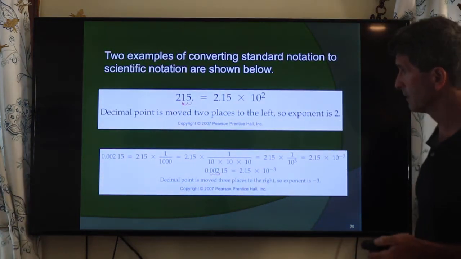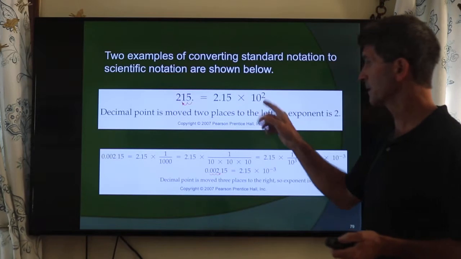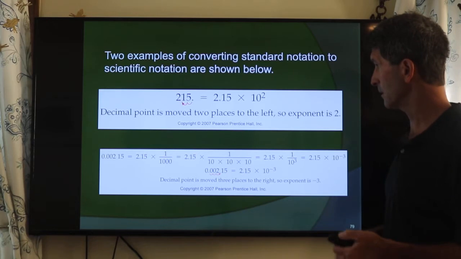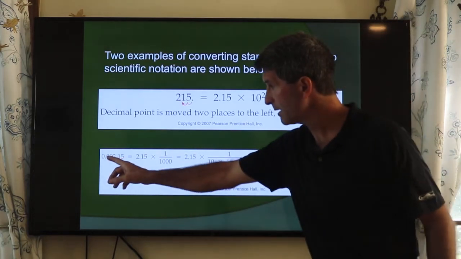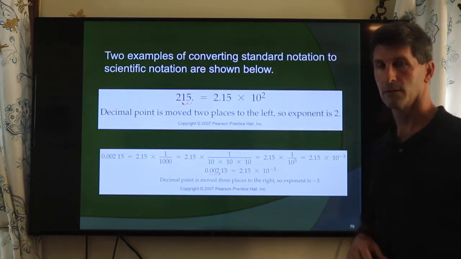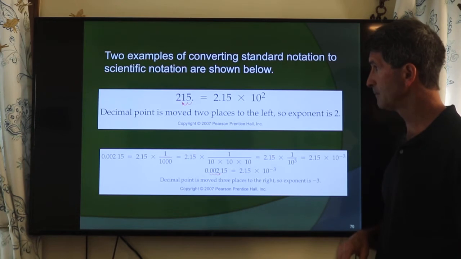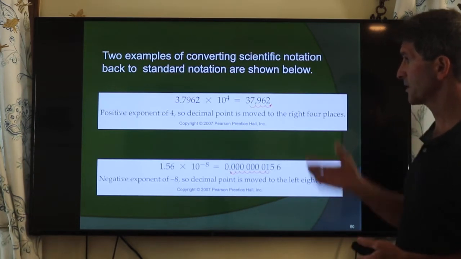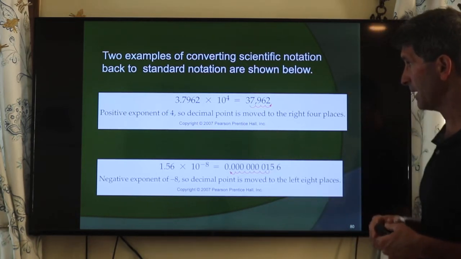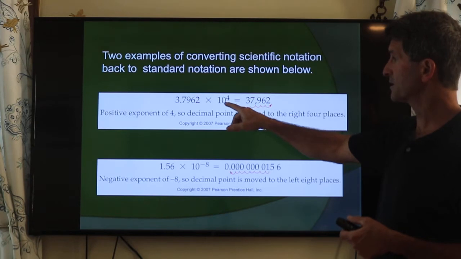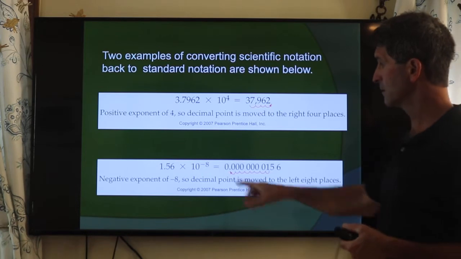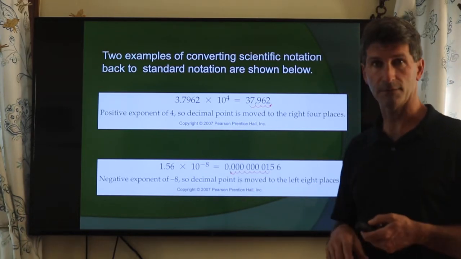Again, you can see it right here. Move the decimal point 2 places. That means that if you're going to the left, you're multiplying by a positive power, in this case power of 2. If you're going to the right, 1, 2, 3, okay, then the power of 10 becomes negative. Just some more examples of the same. Moving the decimal place 4, moving the decimal place 8, but here you're converting back. This 10 to the 4 represents shifting the decimal point to the right. This 10 to the negative 8, shifting it to the left.